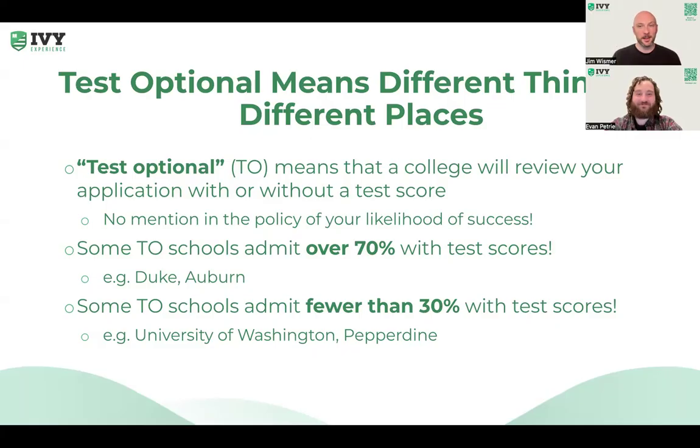Test optional is the blurry middle ground, and test optional is really an umbrella term for a wide array of institutional philosophies on the proper use of standardized test scores in college admissions. What test optional really means is that the college will take your application fee and process your application, whether it includes a test score or not. You'll notice no mention of a likelihood of success in that policy. Generally speaking, for every college that has actually been transparent with their data on this point, which is sadly few of them, students who submit standardized test scores are admitted at a higher rate than students who do not.